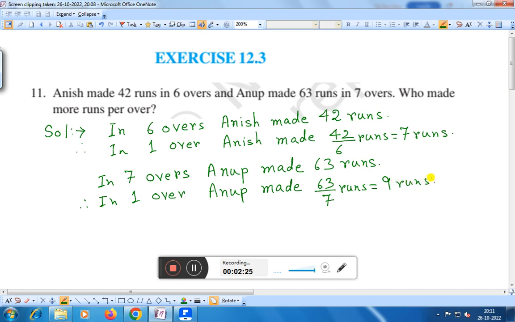Therefore, right? Who made more runs per over? That means in 1 over Anup made 9 runs and in 1 over Anis made 7 runs. Therefore, you can say that Anup made more runs per over.